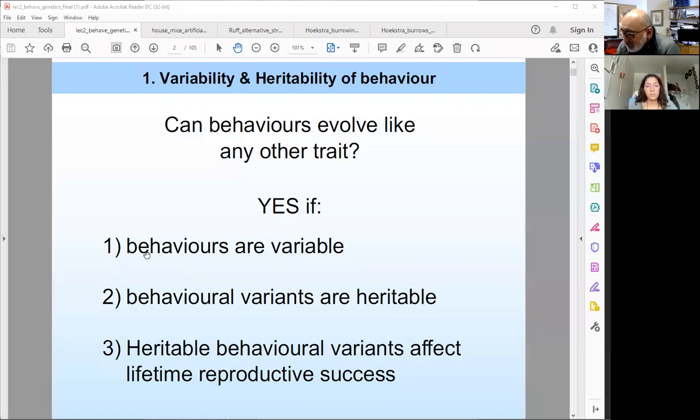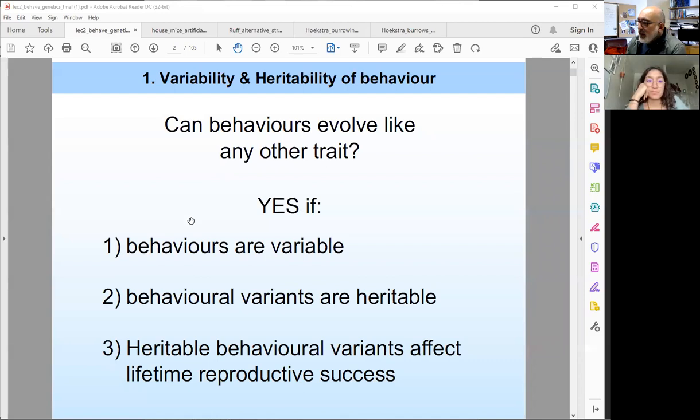Okay, so in order for a behavior to be under natural selection, or if it can evolve under natural selection, it has to be variable, as I've just indicated here. It has to be heritable. That means that parents need to be able to transmit genes associated with behavior from parent to offspring. And the differences in behavior have to be related to differences in fitness or reproductive success, lifetime reproductive success.